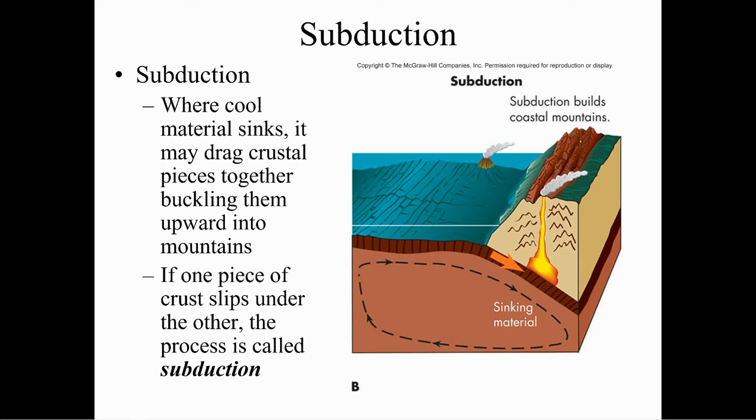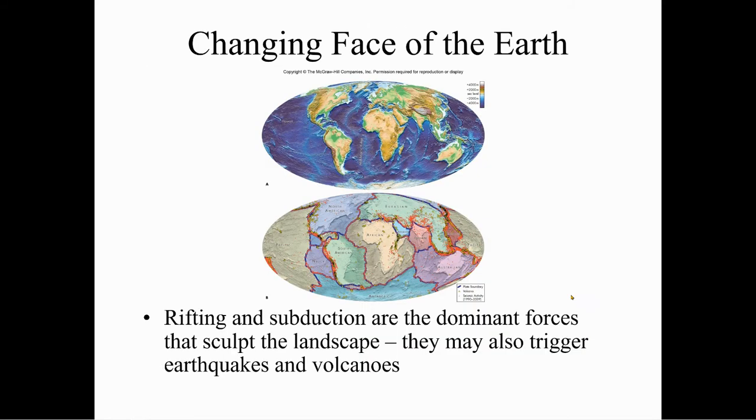And right now in the state of Washington and California, Mount St. Helens, Mount Rainier, all of these different volcanoes along our west coast are where the subduction is happening. Changing the face of the earth. Rifting and subduction are the dominant forces that sculpt the landscape.